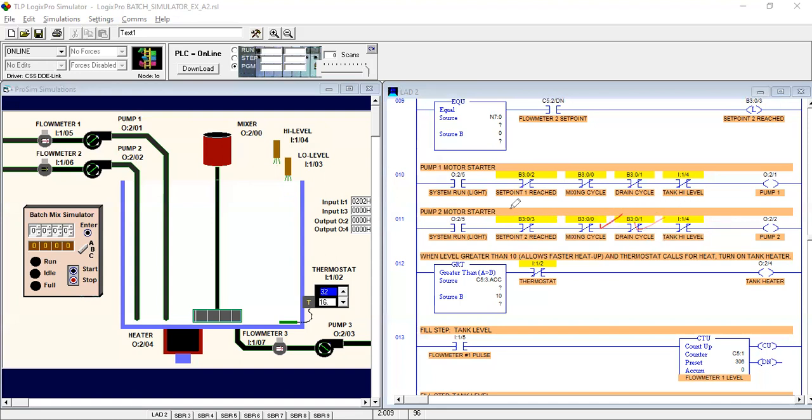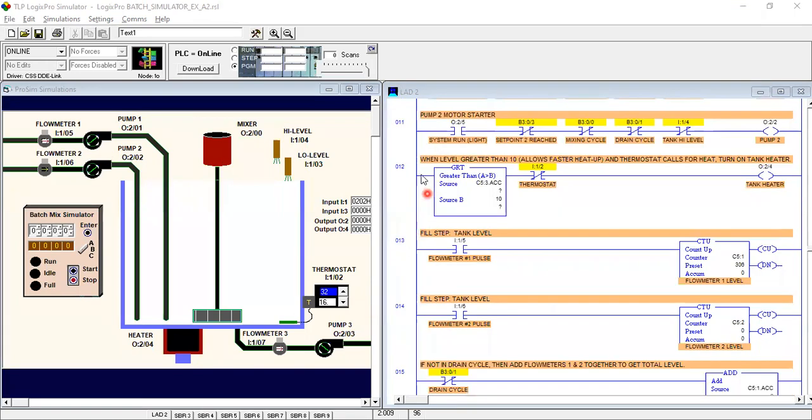And these are our internal bits. As you can see, on the right side we have to connect our pump 2. So this is our pump 2, and in the 12th rung we have to read it: when level greater than 10 allows faster heat up, and thermostat.